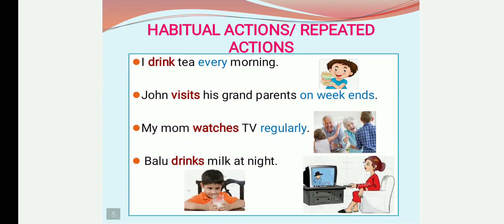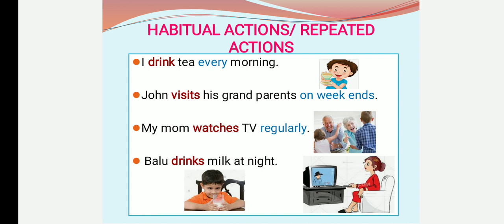First, we are going to learn that we use simple present tense to express the habitual action or repeated action. So here I just highlighted the main verb with maroon color and the keywords with blue color. So those keywords help us to understand that the sentence is in present form. Sometimes we have keywords, sometimes we don't have. So at that time, as per the sentence, as per the subject, we have to write the correct form of the verb. I drink tea every morning.